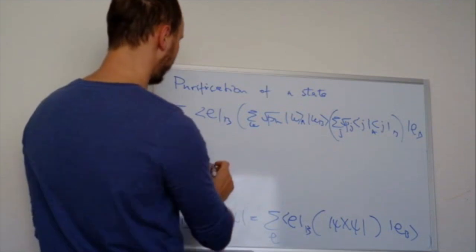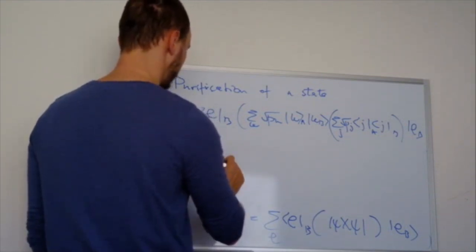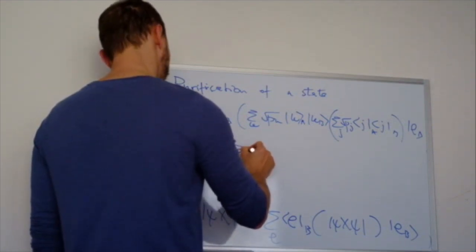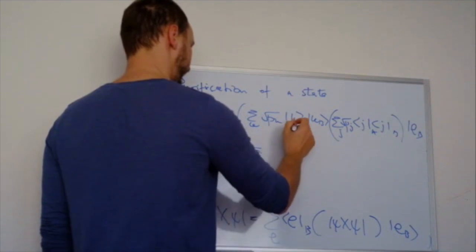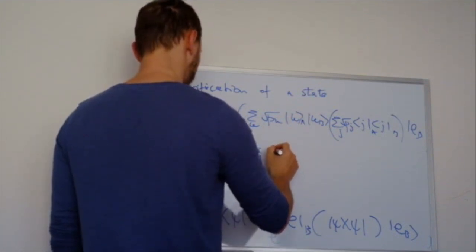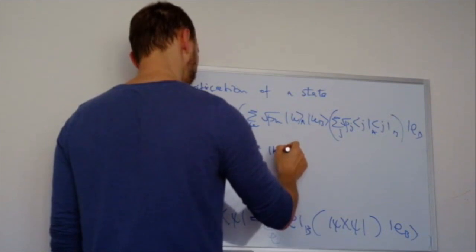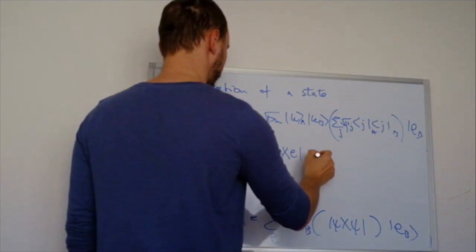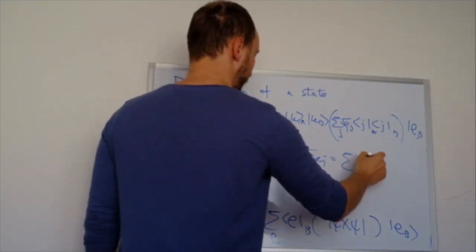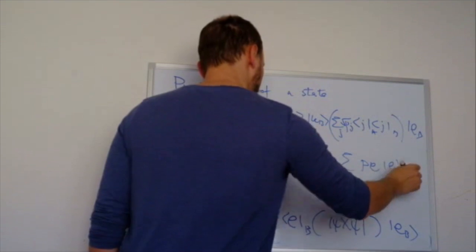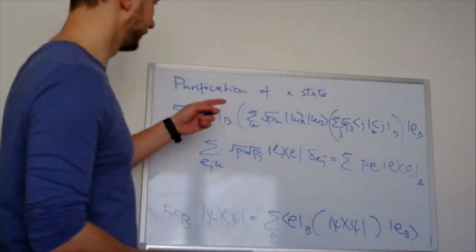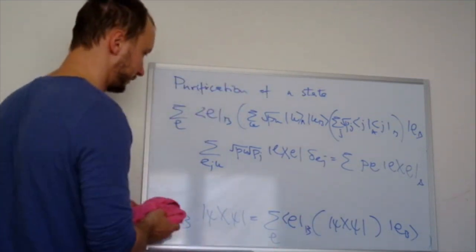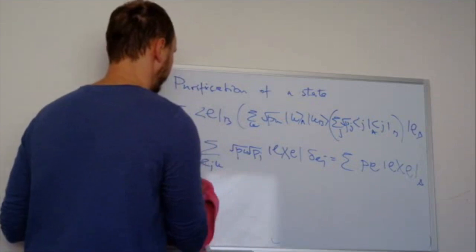So we get the sum over l, j, k of square root p_k, square root p_j, then |l><l|, and delta_lj. So it's really just p_l |l><l| for Alice, right? So when you trace out Bob for the state I wrote before, you really get the state rho A of Alice, the partial state of Alice.